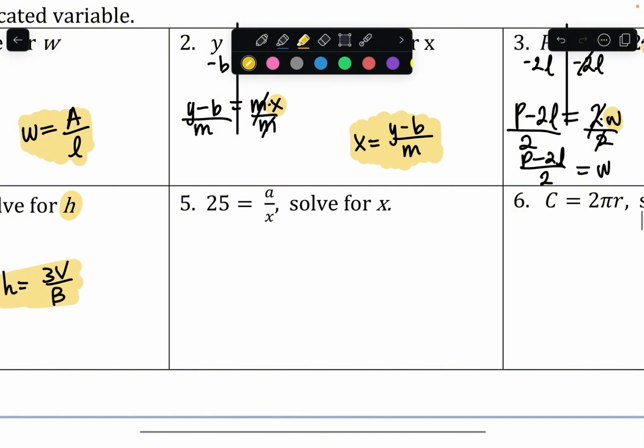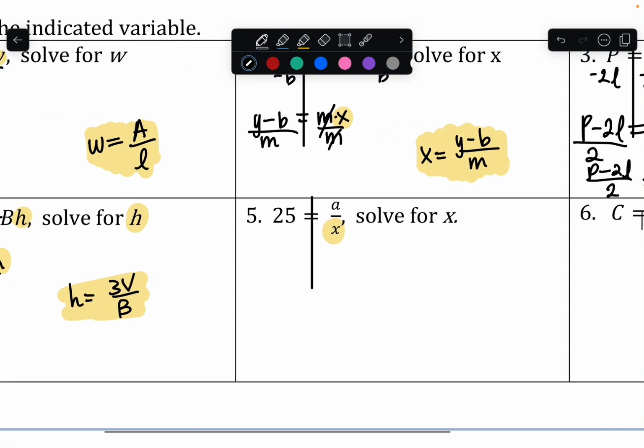Okay, this next one's challenging because x is in the bottom of a fraction. And so the first thing we have to do to solve for x is get him out of the denominator. And so the way we do that is we go ahead and multiply both sides by x, even though that's what we're solving for. It's not usually what we would do, but we have to get him out of the denominator. And so if I multiply both sides by x, that would cancel on the right, leaving me with just an a. And then I would have 25 times x on the left side.